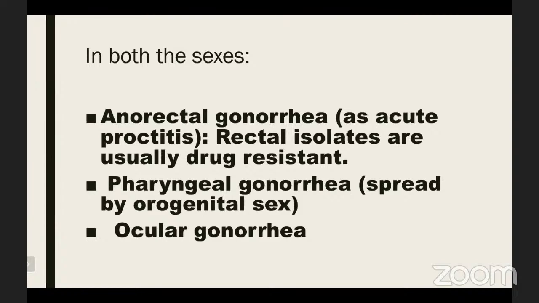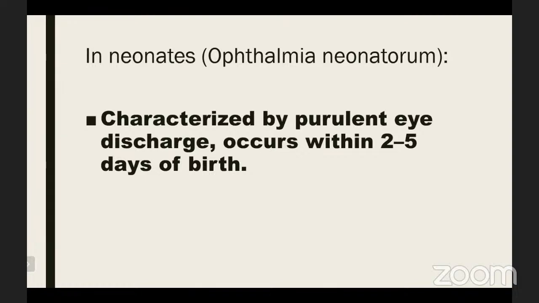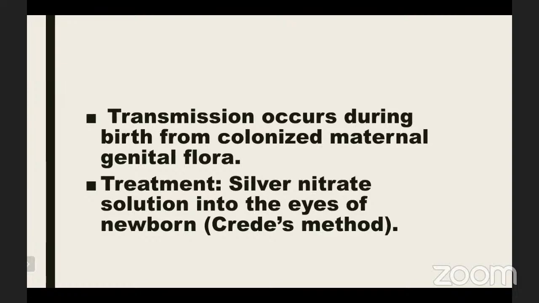In both sexes, anorectal gonorrhea presents as acute proctitis. Rectal isolates are usually due to drug resistance. Pharyngeal gonorrhea is spread by orogenital sex. And ocular gonorrhea: in neonates, ophthalmia neonatorum is seen. It is characterized by purulent eye discharge. It will occur within 2 to 5 days after birth. Transmission occurs during birth from colonized maternal genital flora.